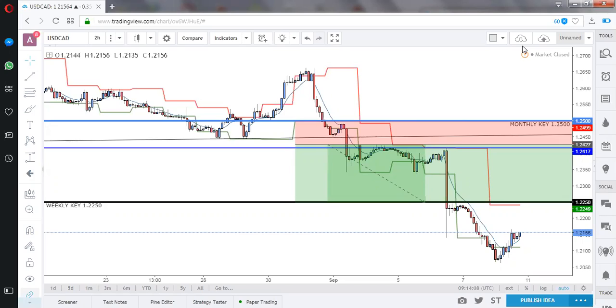Today I want to show you how to set up your daily high-low indicator, which will help you filter a lot of false breakouts that occur in the market in the beginning of any trading day. So what is the daily high-low?